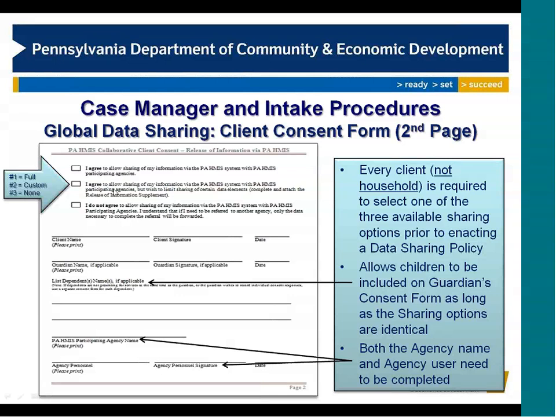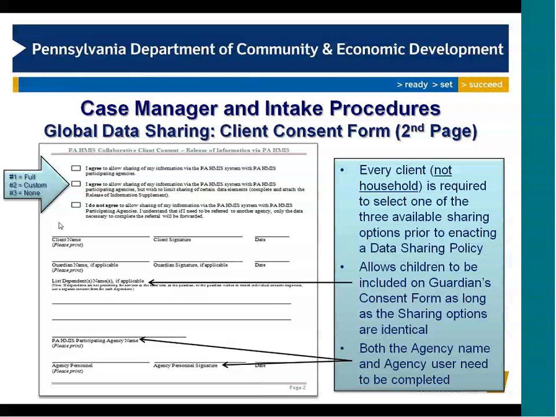There are three specific settings that they can select. The first one is I agree to allow sharing of my information. That's what we call full sharing within the system. The second one is I agree to allow sharing of my information but wish to limit sharing of certain data elements. The system allows the mixing and matching of sharing certain data elements and not sharing others. That's what we refer to as customized sharing.